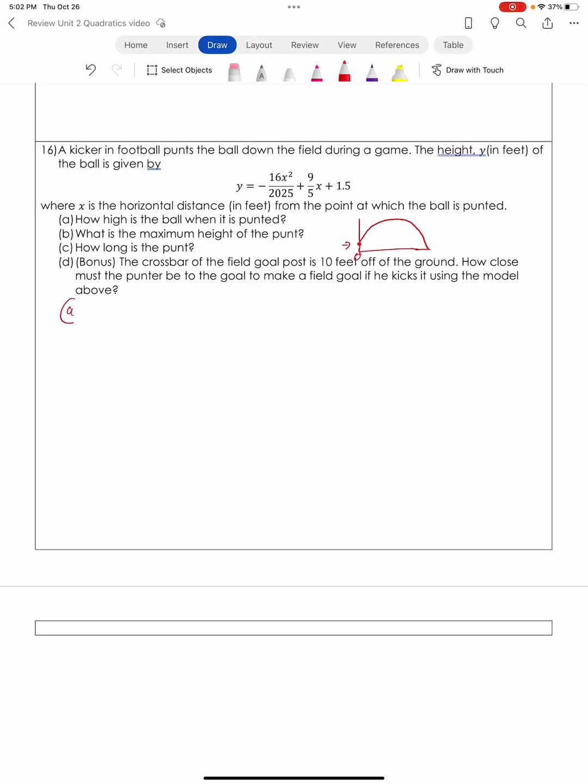So for A, this is going to be y is equal to negative 16 over 2025 times 0 squared plus 9/5 times 0 plus 1.5. And so this is equal to 1.5 feet.